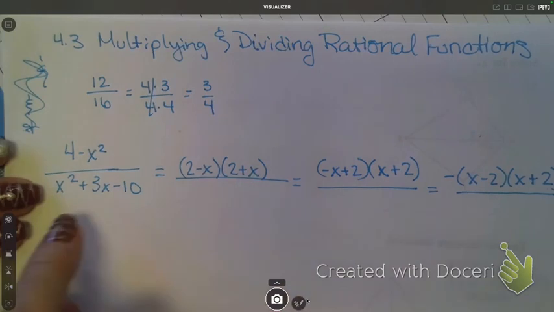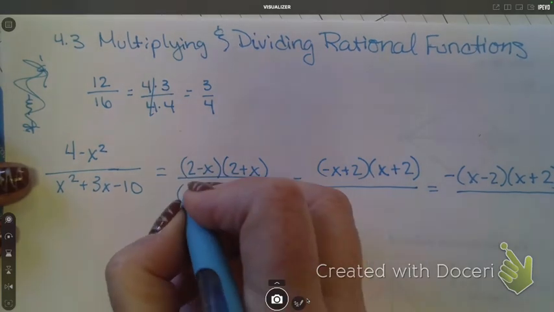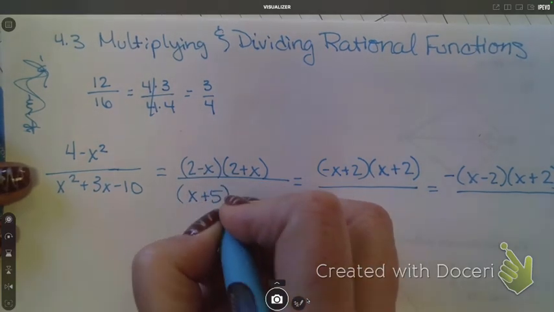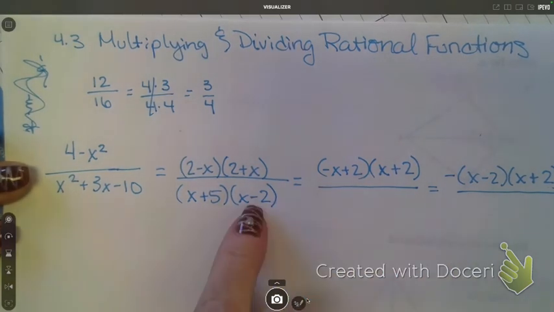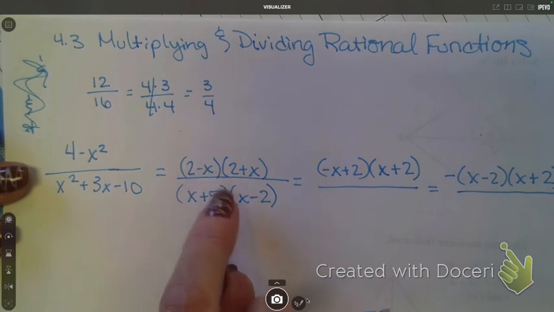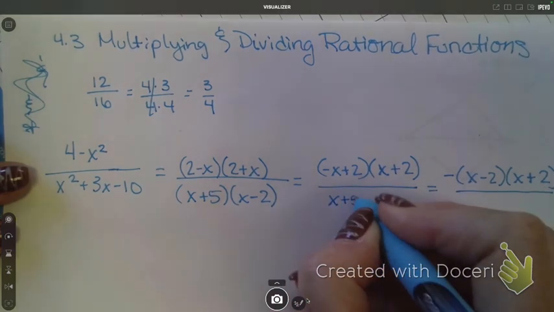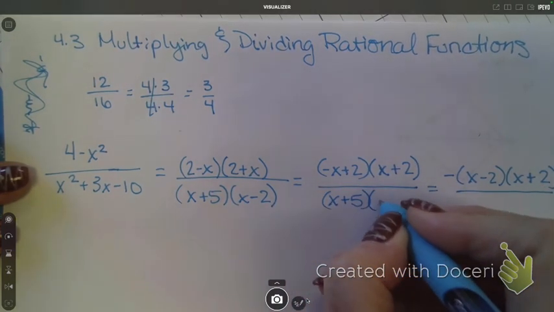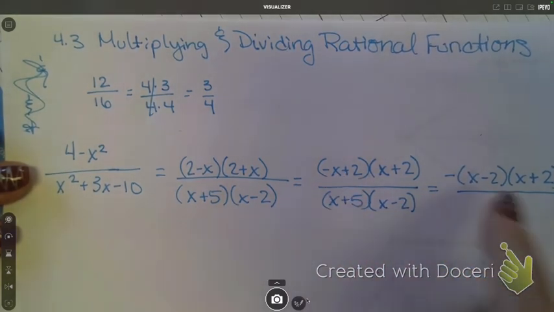Okay. What's the denominator factor to? x plus 5 and x minus 2. Okay. Can I reduce these? Can I reduce them as they are? Oh no. I needed to interchange them. And then do what? Then factor out the negative.